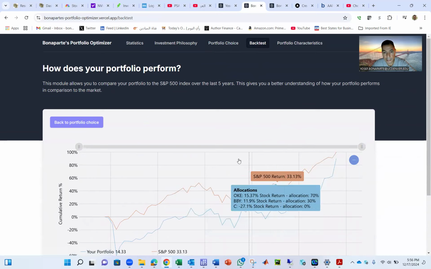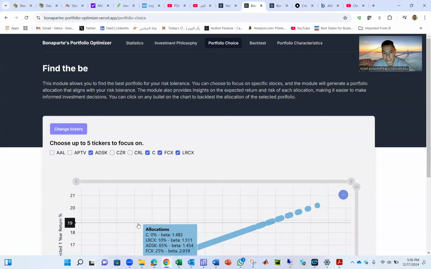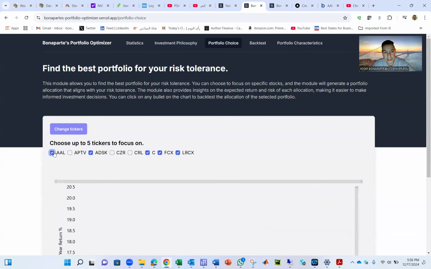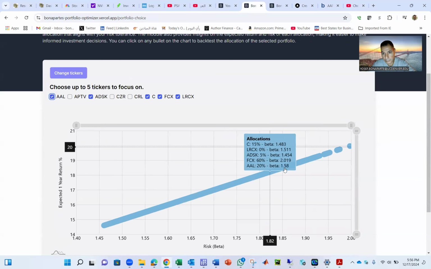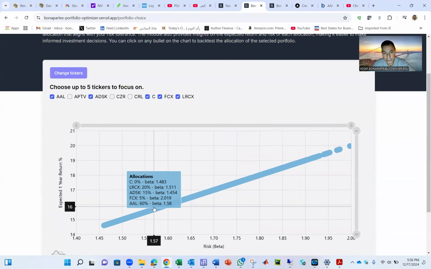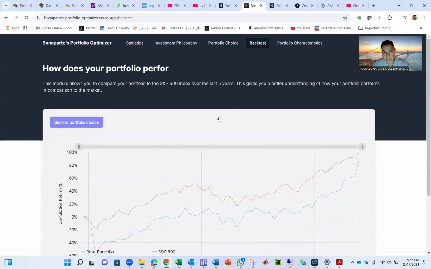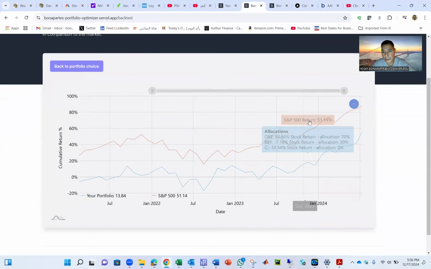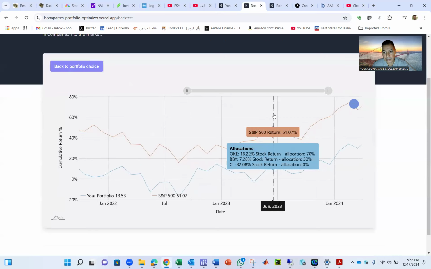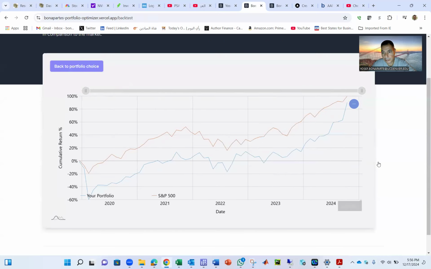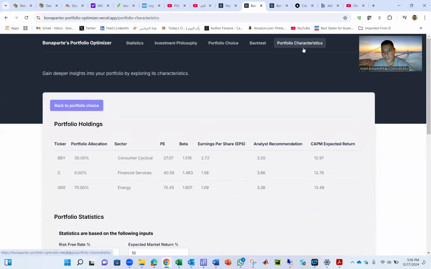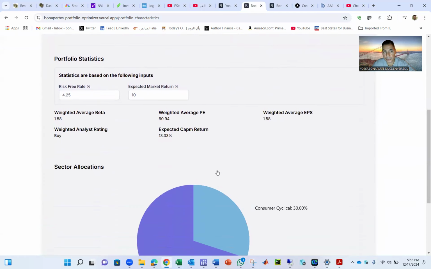And then if you decided to buy that, if you don't like it, you go back here. You say, for example, I need AAL. And you choose this one here. You go to backtest, and you see your portfolio. You can play with this to see how it's going to go in the past few weeks, past few months. And then if you like it, that's the characteristic of your portfolio.